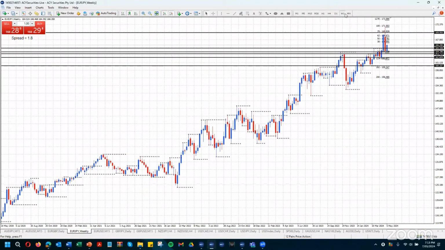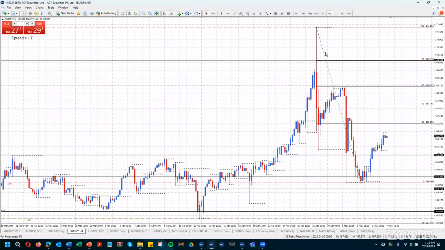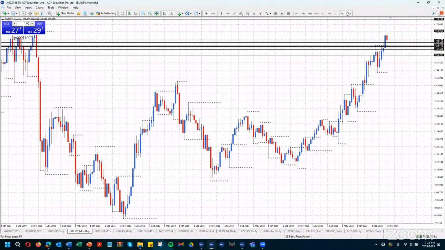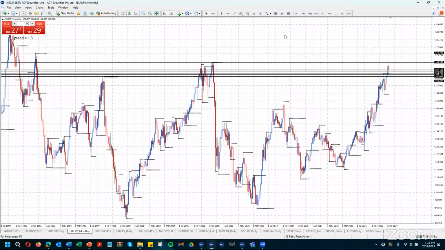If we go to the weekly chart, let me just get rid of that fib. We had a massive reversal on the weekly chart. It didn't actually change the trend on the weekly chart. But when you see a massive candle like that from a major monthly area, is that signaling a longer term decline?